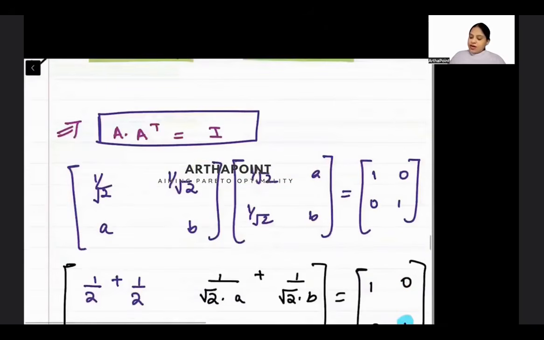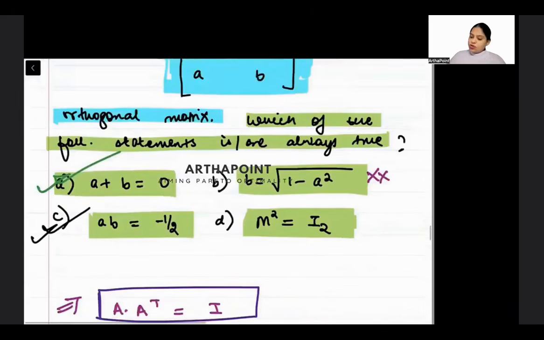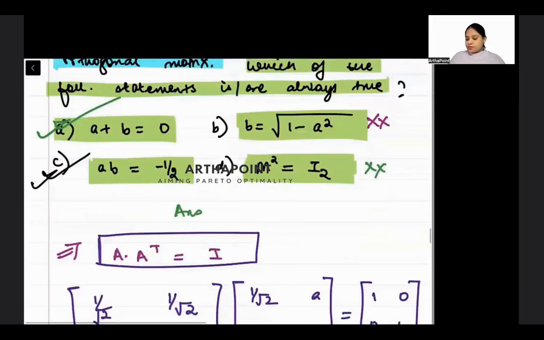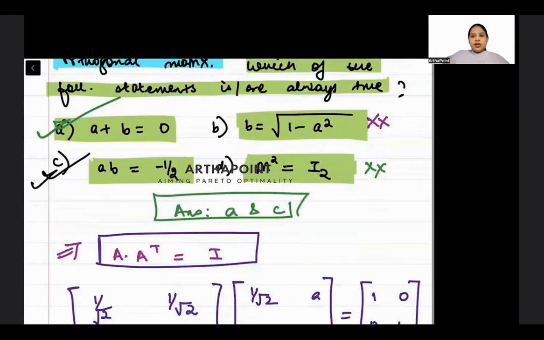And बेटा अगर आप a into a करोगे तो I नहीं होता है. A into a transpose I होता है, which means that option D is incorrect. So the correct options are A and C. ठीक है? Okay बेटा, thank you.